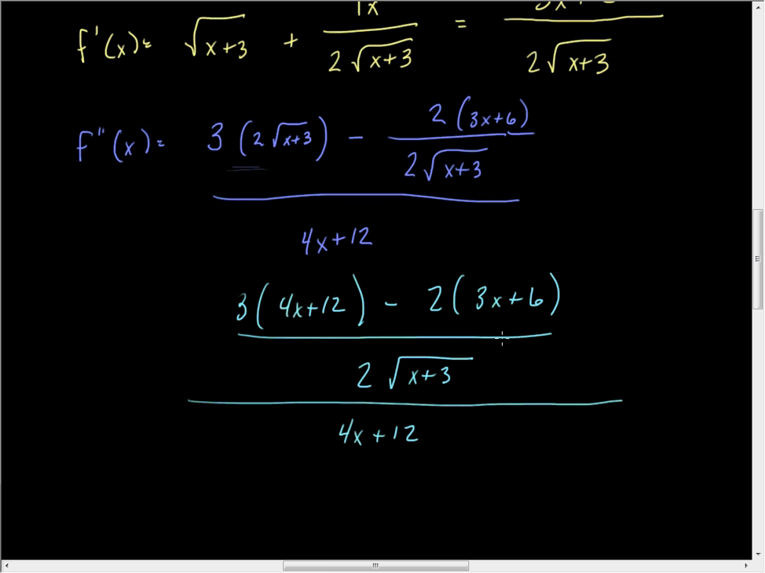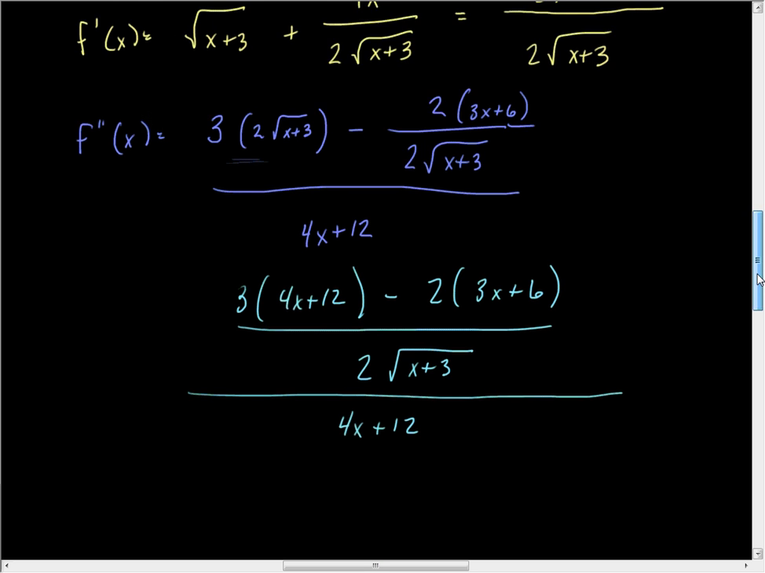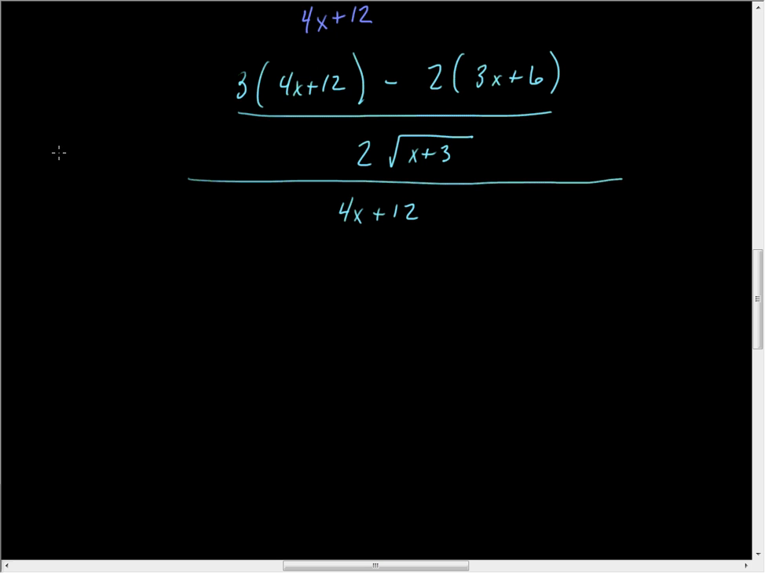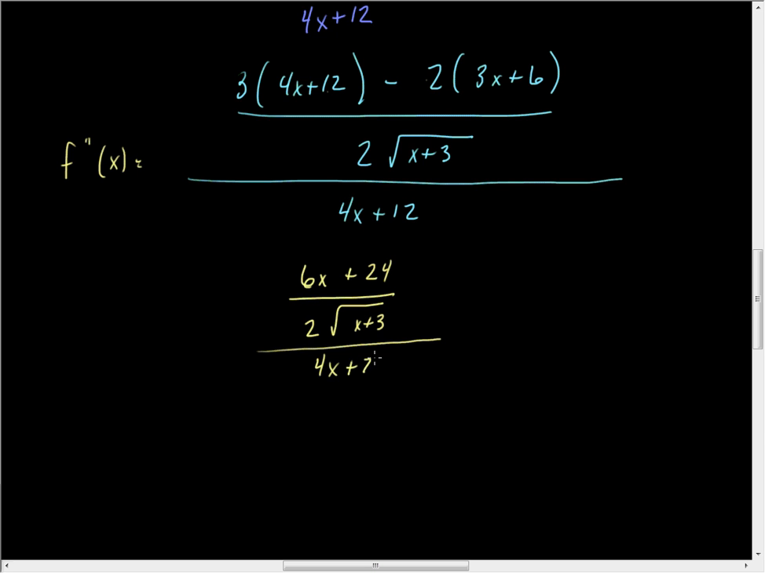So when we finish this up, by the way, this is the second derivative, equal to that junk. If we clean up the top a little bit, we get 12x minus 6x, which is 6x, and we get 36 minus 12, which is plus 24, over 2 root x plus 3, all over 4x plus 12. There we go.